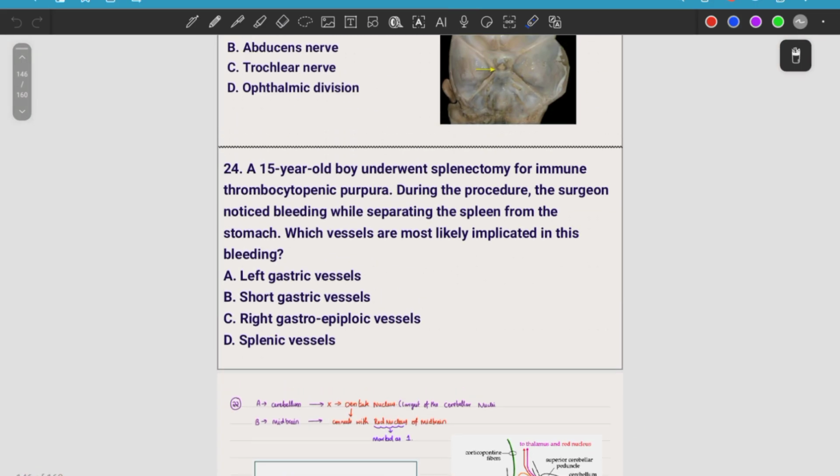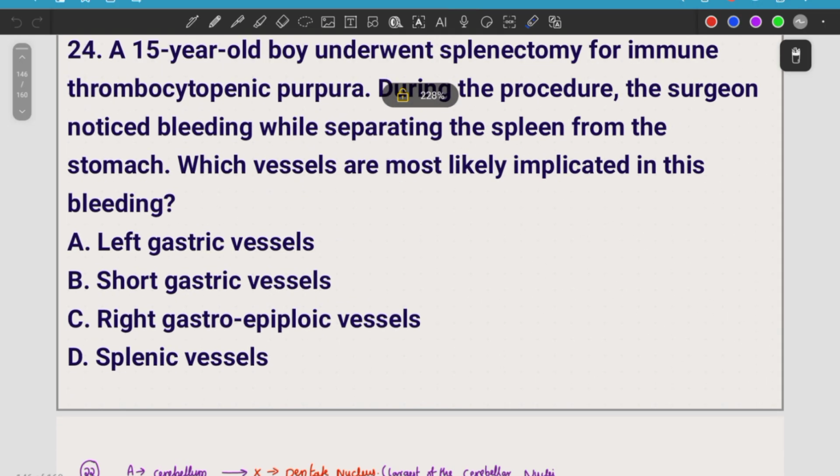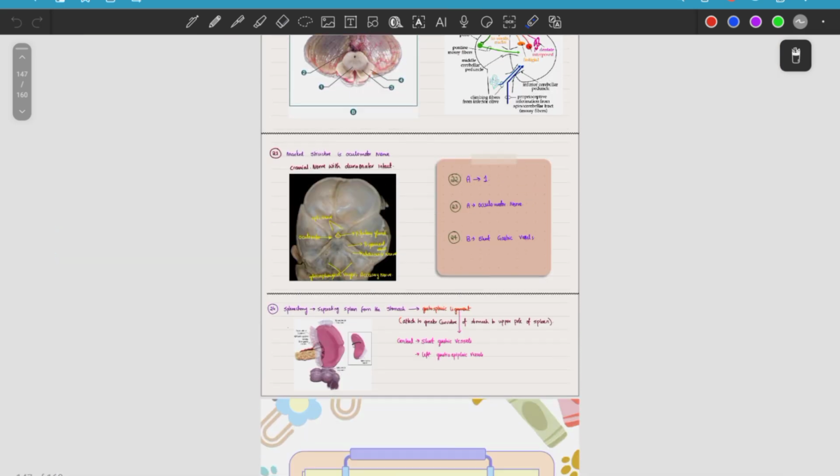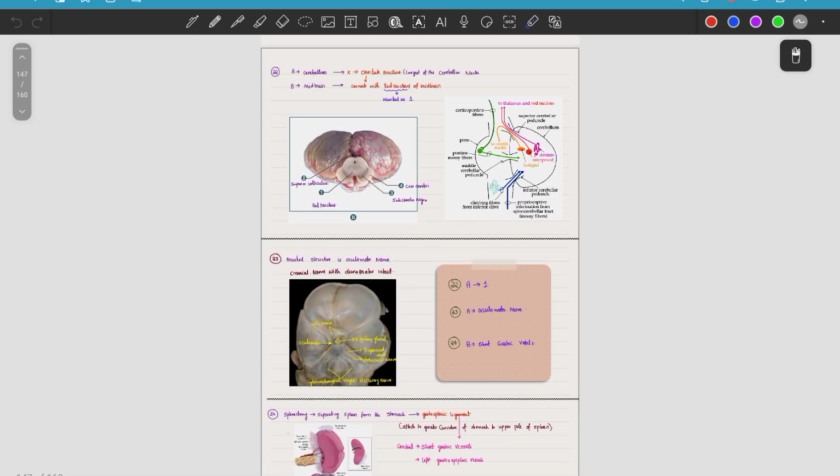So the bleeding is due to left gastric vessels? No. Short gastric vessels? Yes. Right gastroepiploic vessels? No. It is the left gastroepiploic vessels. Splenic vessels also? No. So answer is B. Okay, we have done with 2024 paper.